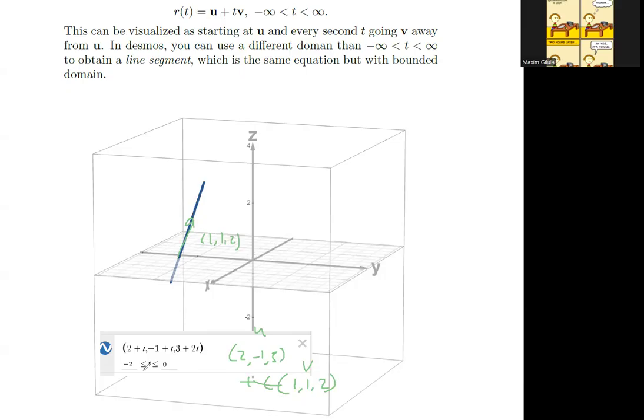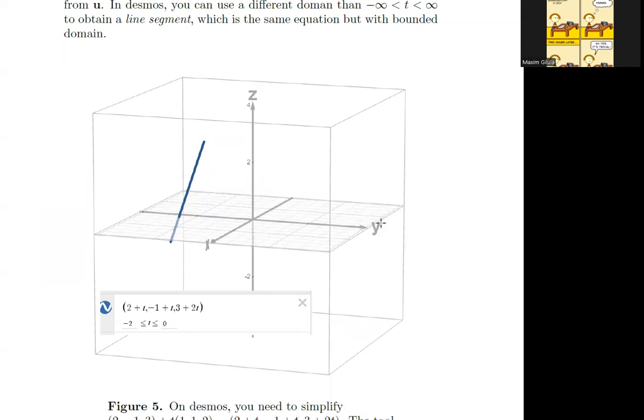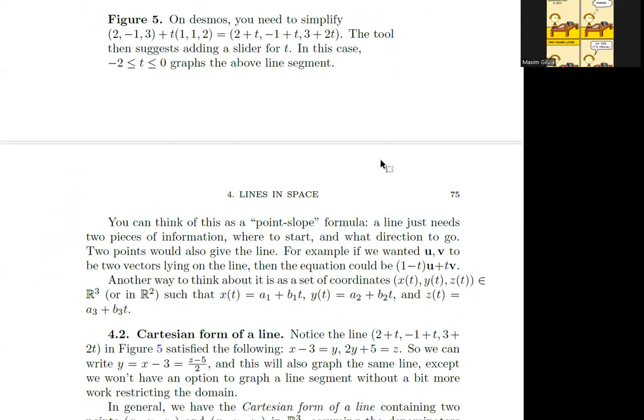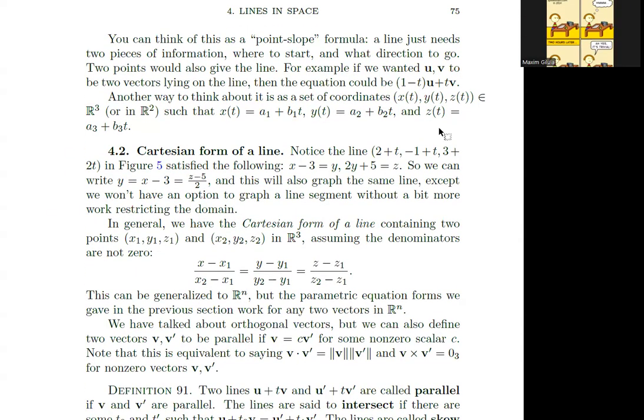And I restricted my domain to -2 to 0, and I get a line segment. It stops here, and it stops here, so I just get a piece of a line if I don't let my domain be all real numbers. And you could take a look at the description of that figure. You could think of this as kind of a point slope formula. You have a point u that is contained on the line, and it goes in the direction of v.